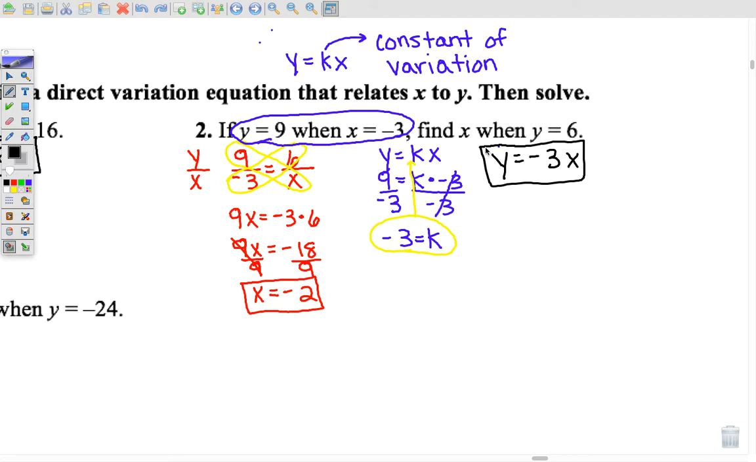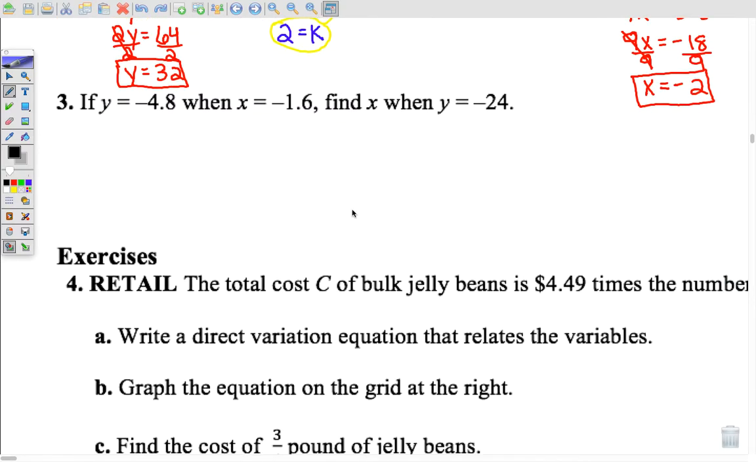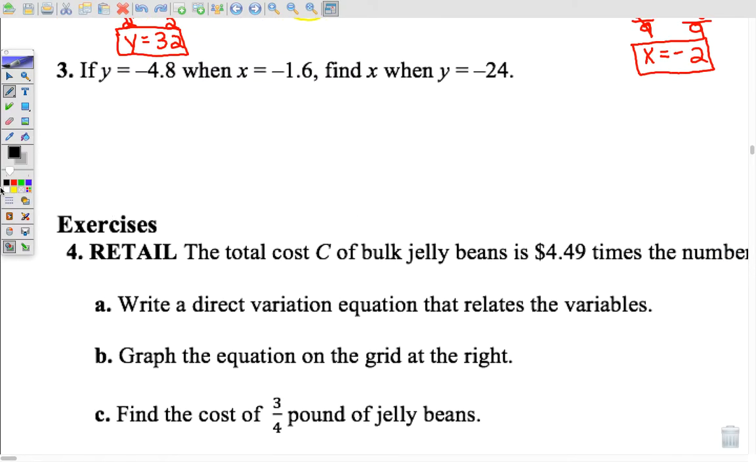Okay, one more like this, and then we have our word problem. So number 3, if y equals negative 4.8 when x equals negative 1.6, find x when y equals negative 24. So we're going to do our proportion, y over x. It tells you y is negative 4.8 when x was negative 1.6. Find x, so I'm going to put that on the bottom, when my y is negative 24.